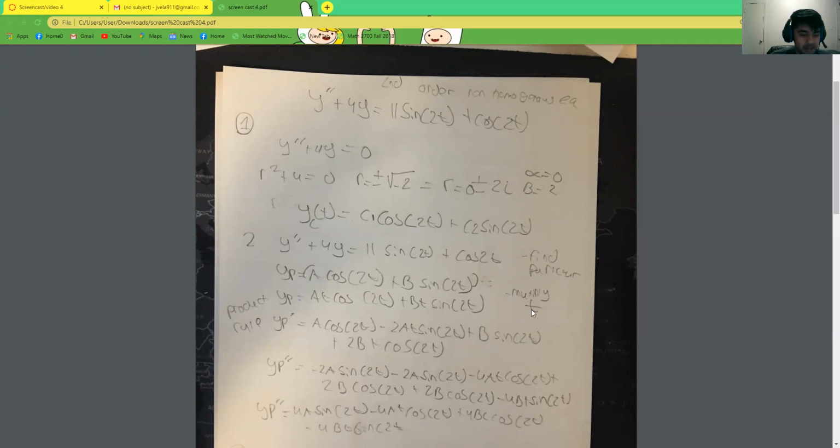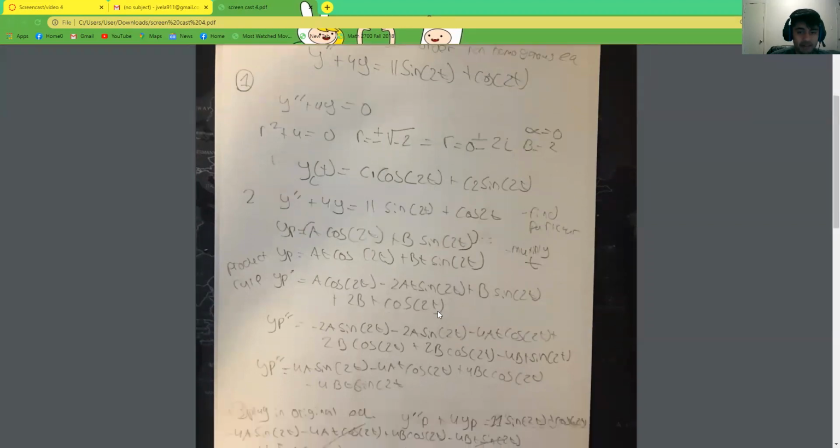So in order to fix that, we have to multiply it by t. So right here, I get y_p equals at cosine of 2t plus bt sine of 2t. And now we have to solve for it. So we're going to take the first derivative, which is this one right here. And then we take the second derivative, which is this one right here.